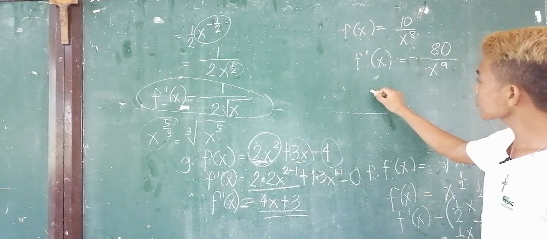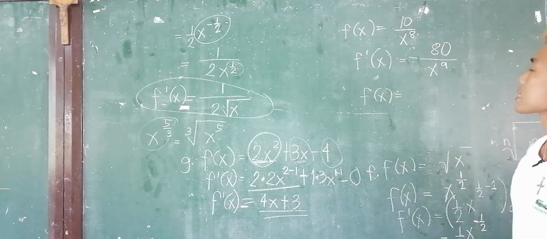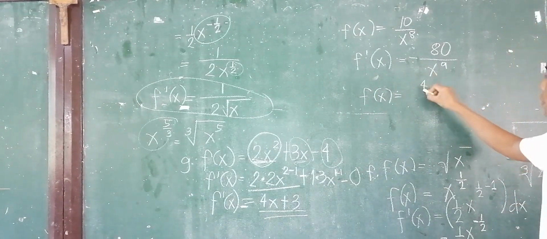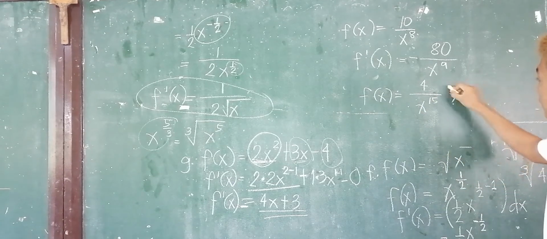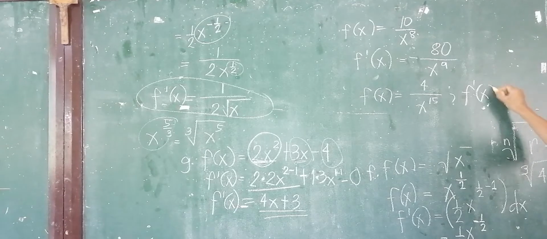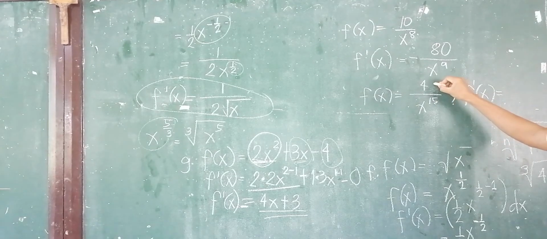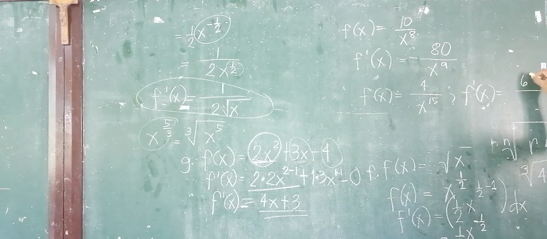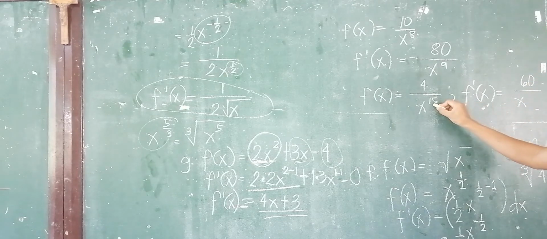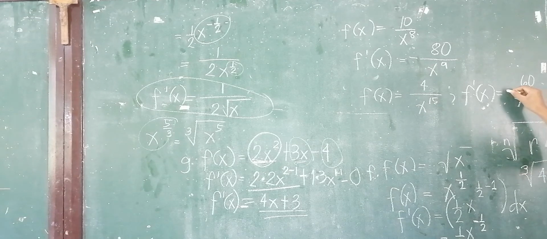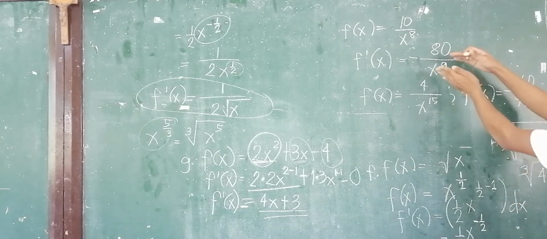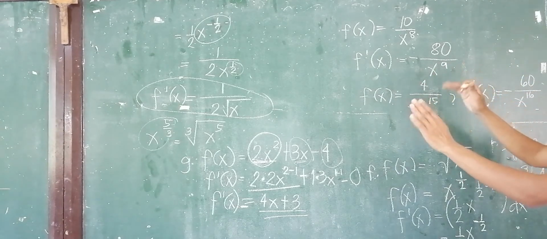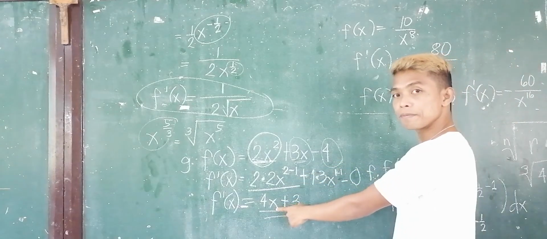Halimbawa, we have f of x equals 4 over x raised to 15. The derivative, dito na tayo para hindi masayang yung space. The derivative of f of x will be 15 times 4 equals 60. Copy mo si x, 15 plus 1. Sana hindi po kayo nalilito. And then negative ang sagot. Nagpa-plus 1 lang tayo ng exponent pag nasa denominator. Kapag walang denominator, nagma-minus tayo katulad nito.